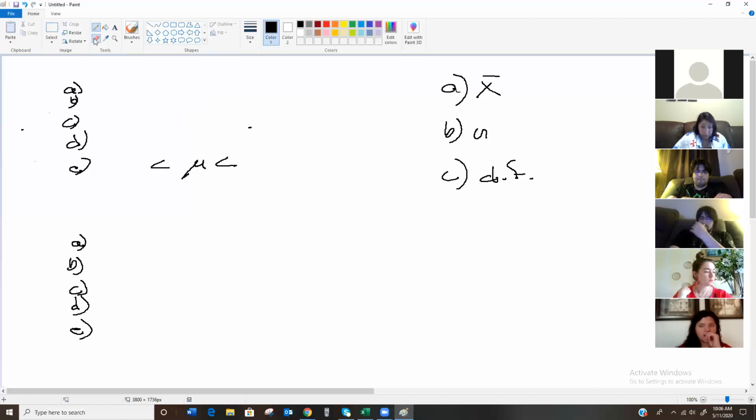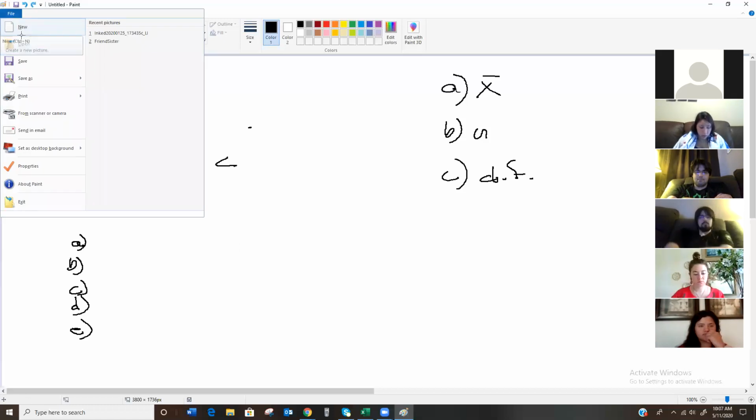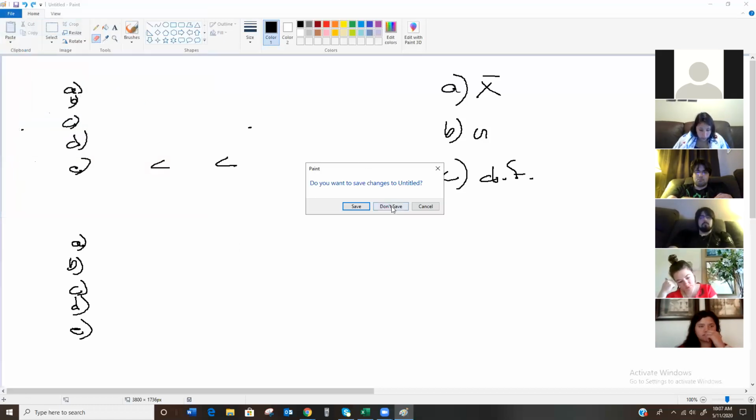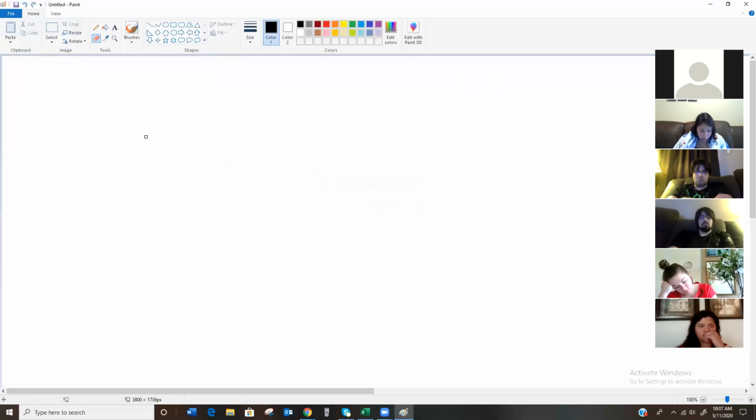And then I did the same thing with the confidence interval. I literally wrote out 6 different answers, because I know the common errors that people make.